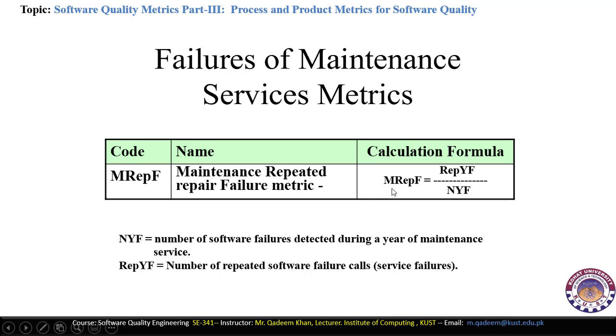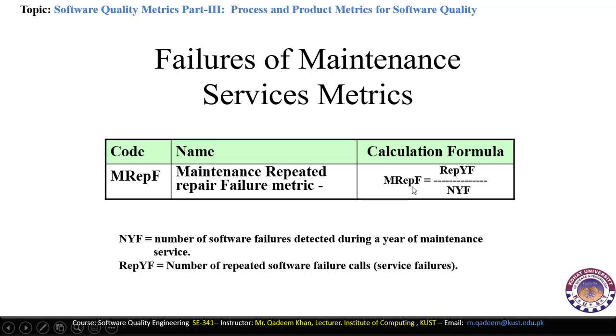Here MREPF, that is the maintained repeated, means that during 1 year or during a particular year, when the maintenance is repeated over a number of times and still the software is failing, we will use this matrix here.